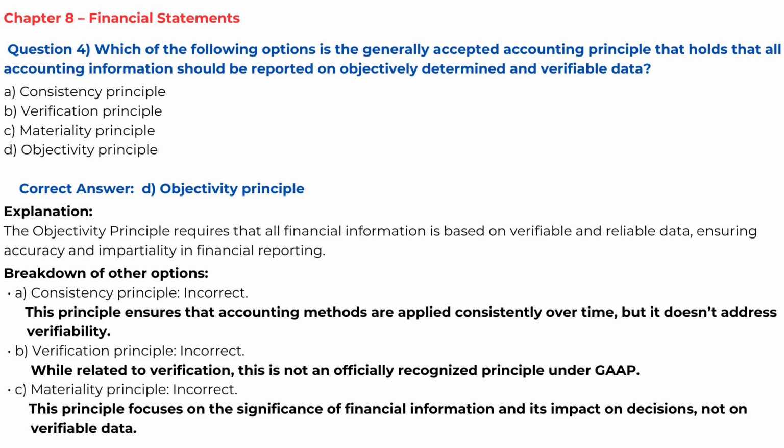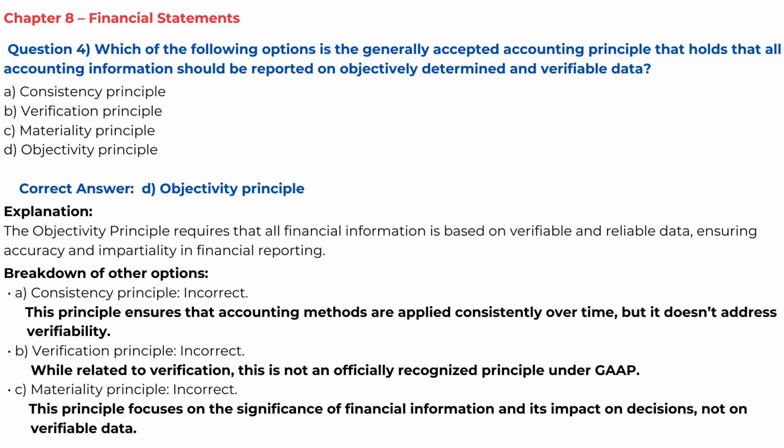Question 4. Which of the following options is the generally accepted accounting principle that holds that all accounting information should be reported on objectively determined and verifiable data? Correct answer. D. Objectivity principle. Explanation. The objectivity principle requires that all financial information is based on verifiable and reliable data, ensuring accuracy and impartiality in financial reporting.